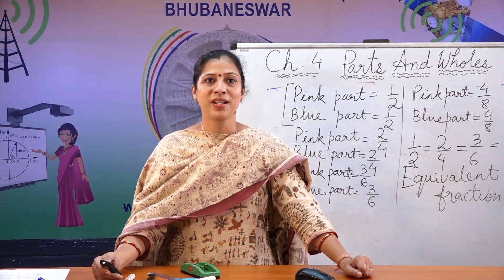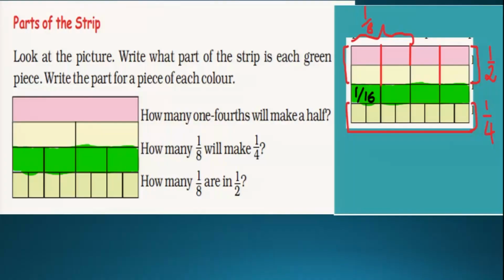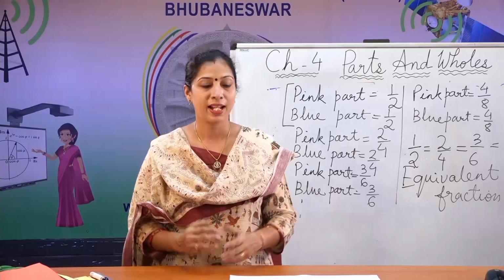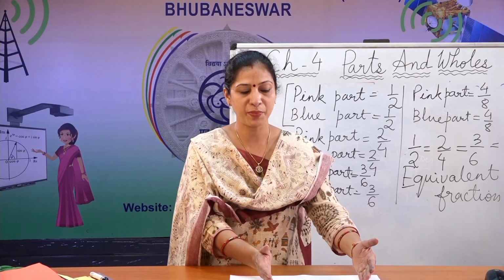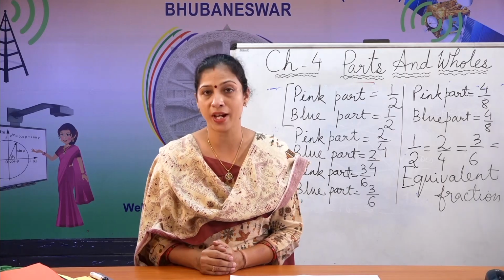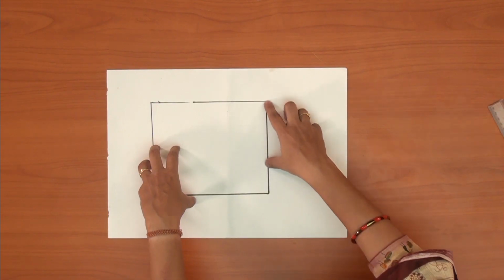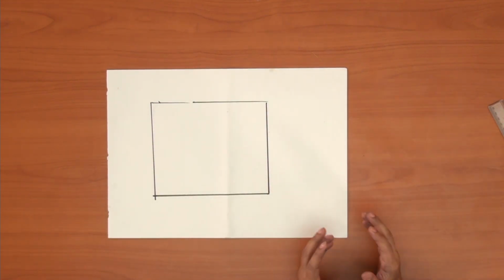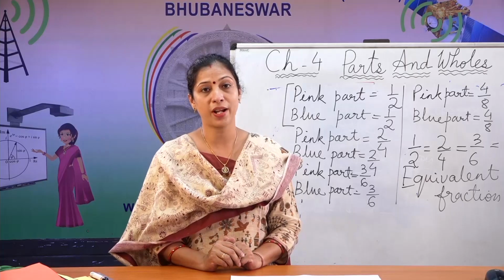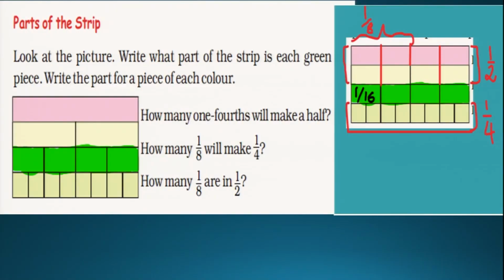Now this is something related to the one which we have learned in the last slide, that is, the meaning of equivalent fraction. So here also we will do this activity now. Now children, look at this picture. This is a picture of a rectangle and we have to find out what part of the strip is each green piece. To find this out, we have to divide this rectangle into equal parts. Then we have to find out which part is green in color and how many parts are green in color. So let's see what we can do.